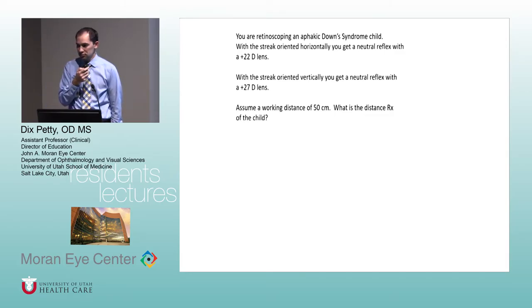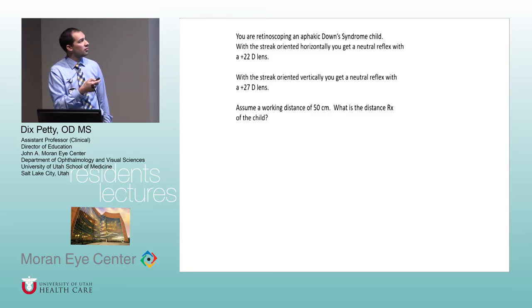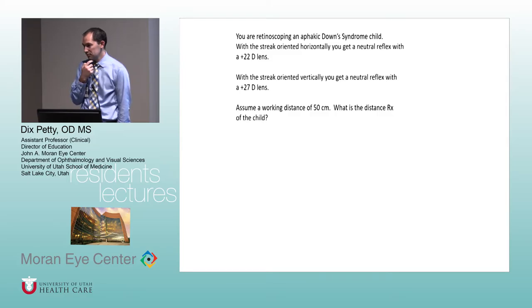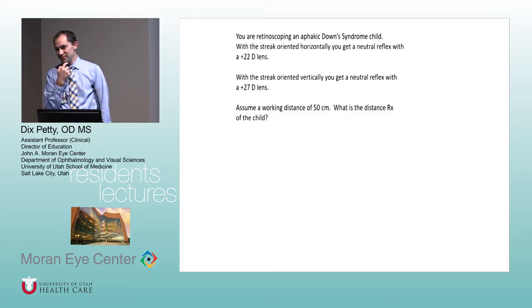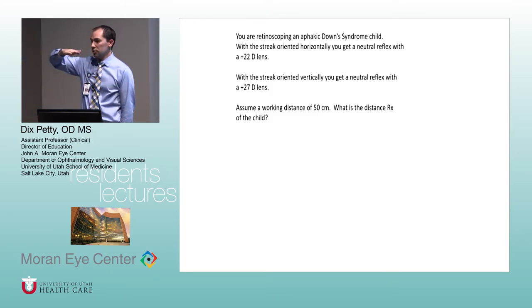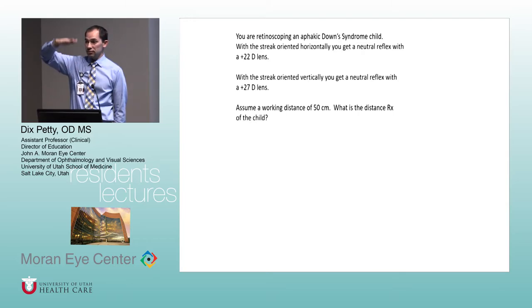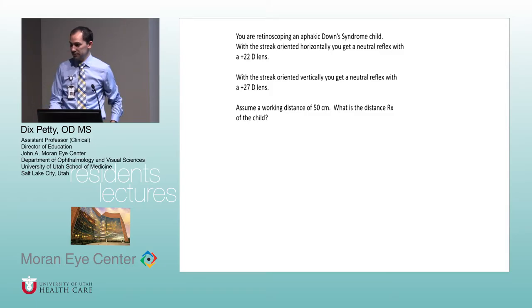Plus 22 would be on the horizontal. Or no, it would be where the power cross would be. Oh yeah. Maybe the power cross is just adding too much confusion. Super helpful for me though sometimes. So just remember, the streak is oriented horizontally. So you're moving that streak up and down to see what this axis is here. So our plus 22 is actually going to be along the vertical because you're moving the streak up and down. Our plus 27 is going to be along the horizontal.